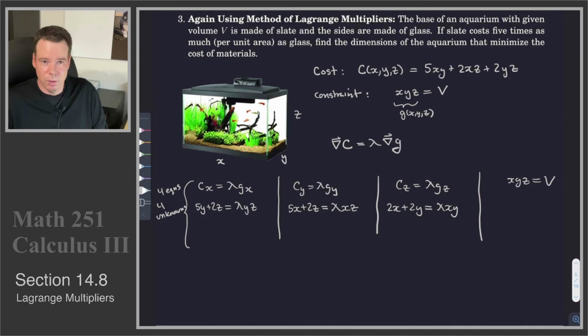V is not an unknown. V is our fixed volume, whatever it may be. Some fixed volume we need to have. So V is a constant. The unknowns are x, y, z, and lambda. So we got 4 equations and 4 unknowns.